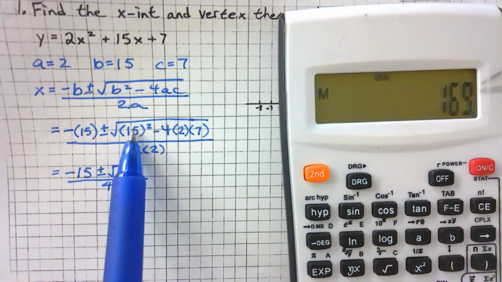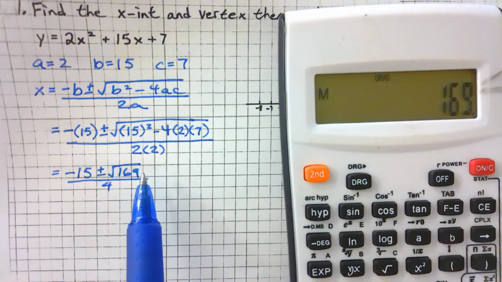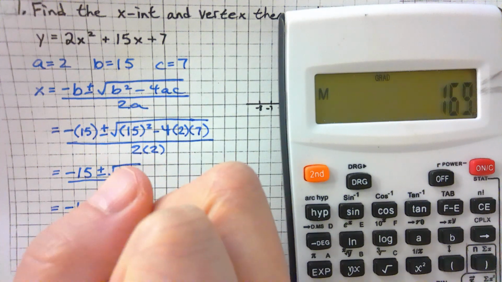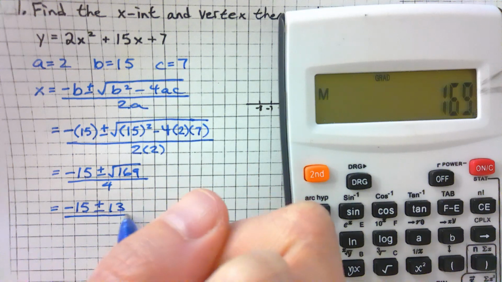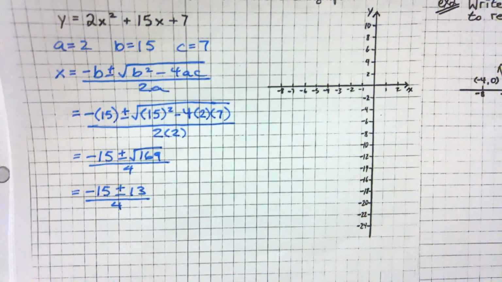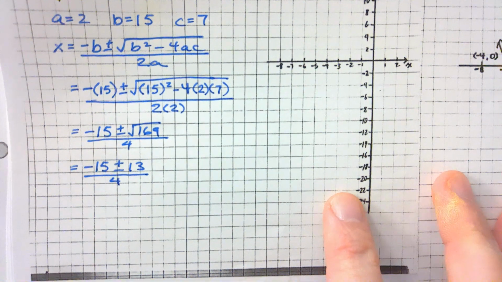What is 15 squared? 15 squared is 225, and then this is 56. So when you subtract it, you get square root 169. What is square root 169? 13. Times 4. Okay. Yes, there is 2 times 7. AC.